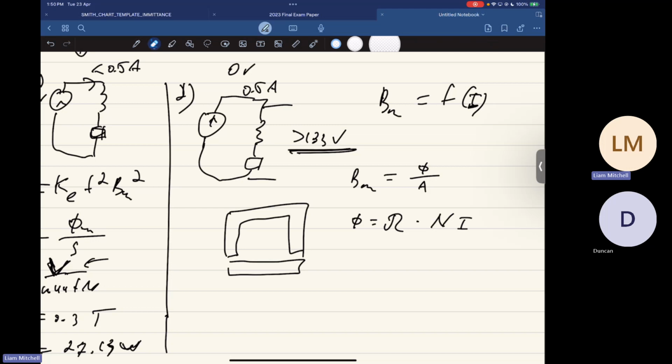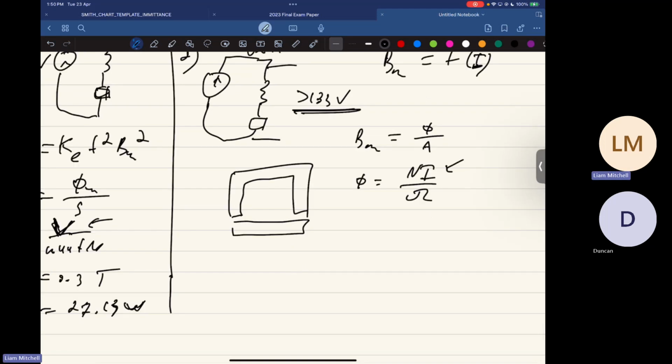Sorry, yeah, you're right. Yeah, it's the same analogy as with Ohm's law, basically. So your Ni over reluctance is flux. You know what I is, you know what N is, what R is.